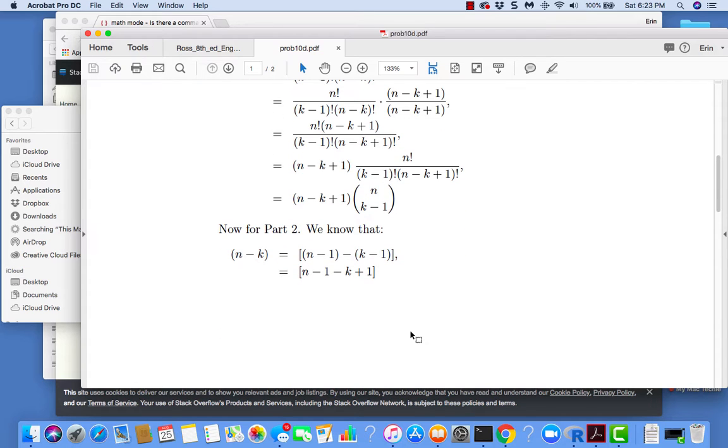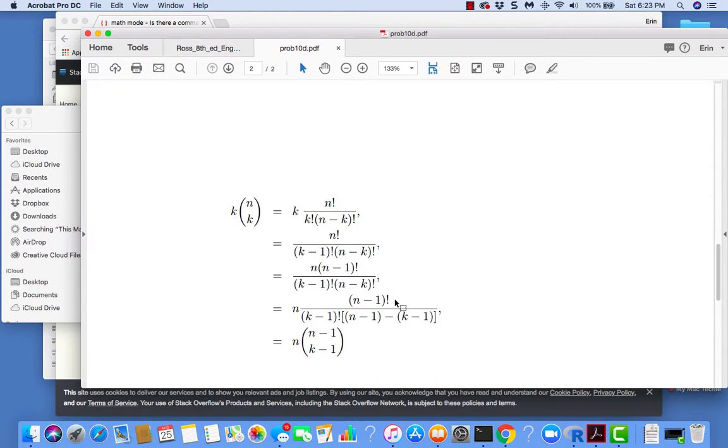Okay, now, for the second part, I can always write n minus k as n minus 1 minus the quantity k minus 1, because then I have n minus 1 minus k plus 1, and the ones just add out to 0. So we're going to use that in a little bit too.